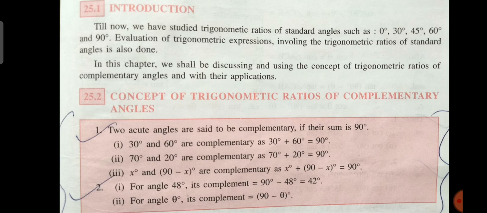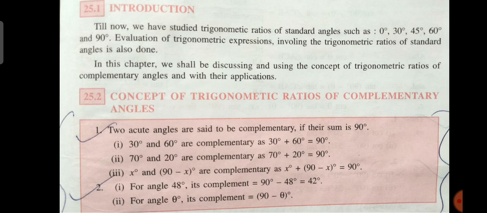Now you have to study the complementary angles, that is, the trigonometric ratios of complementary angles. Two acute angles are said to be complementary if their sum is 90 degree. What are acute angles? Yes, the angles which are less than 90 degree. So two acute angles are said to be complementary if their sum is 90 degree.